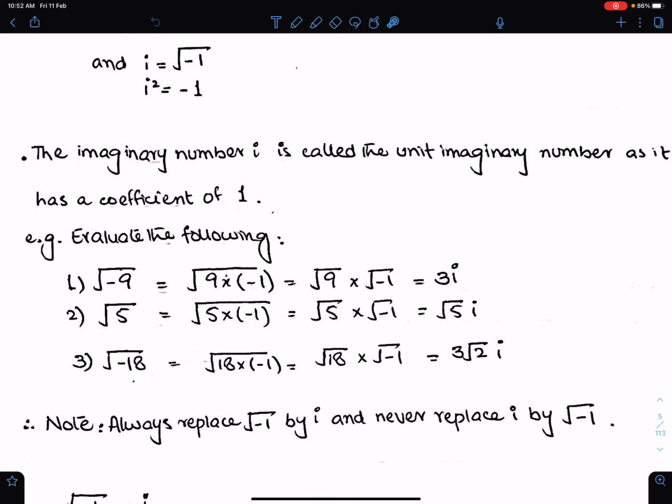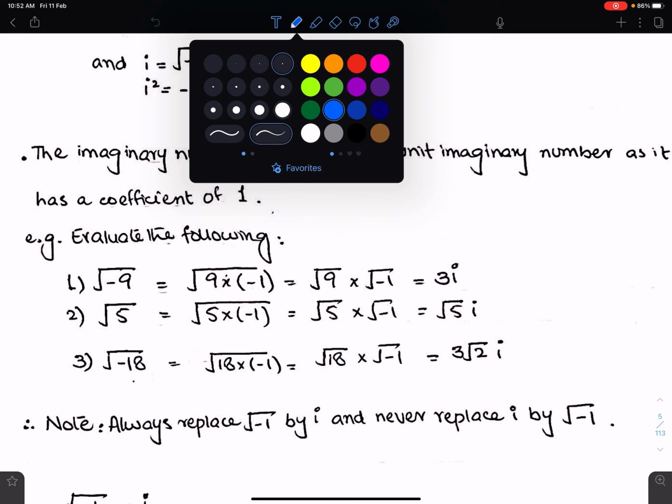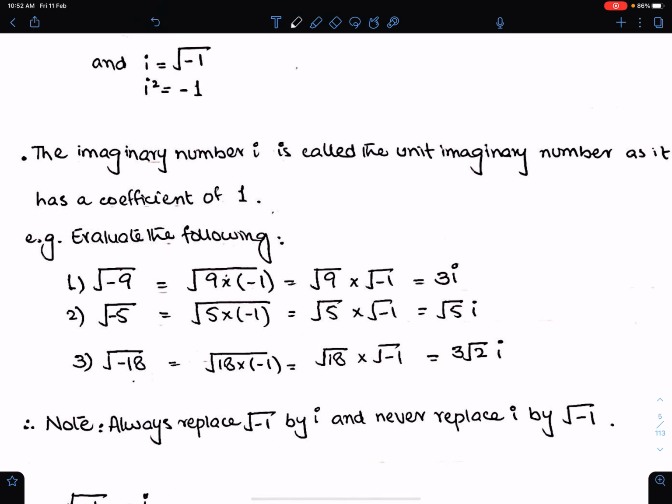What if we have to evaluate under root minus 5? We can write under root minus 5 as 5 times minus 1, then we can distribute the root to both, and this will become i, so under root 5 i. So the answer of under root minus 5 is root 5 i. Under root minus 18, we can write this as under root 18 times under root minus 1, and this will become 3 root 2 i because under root 18 is 3 root 2.